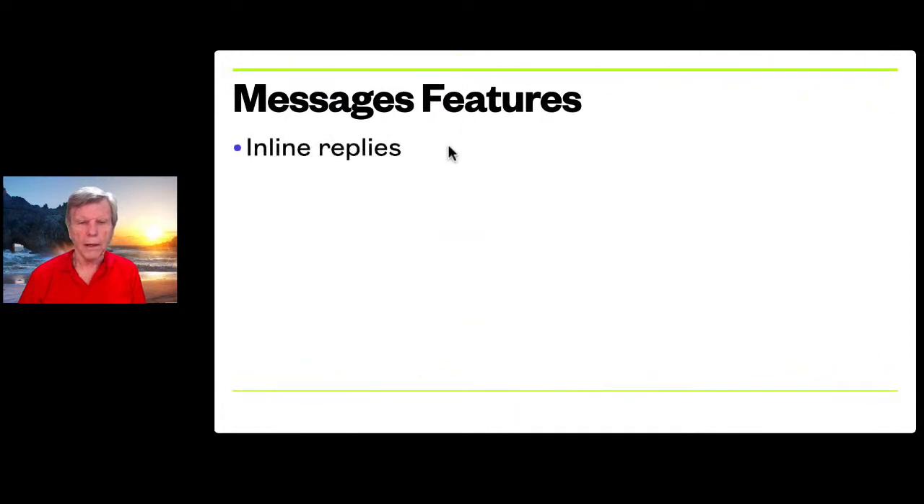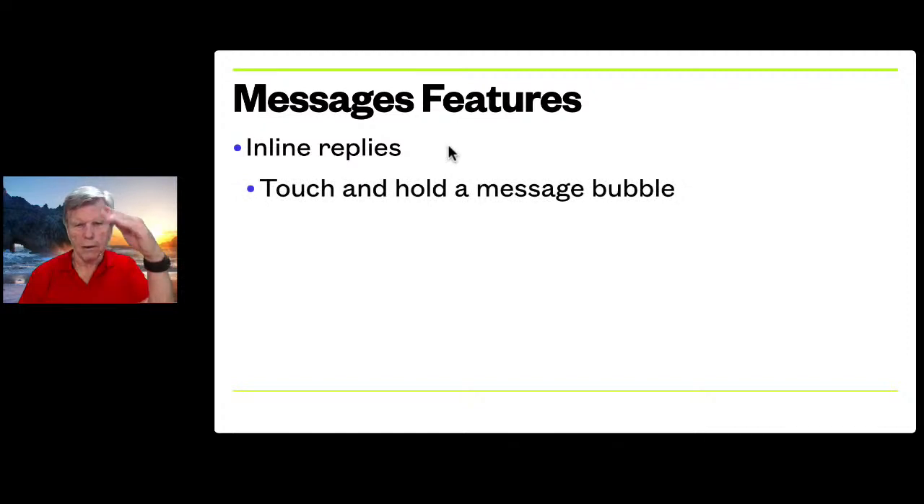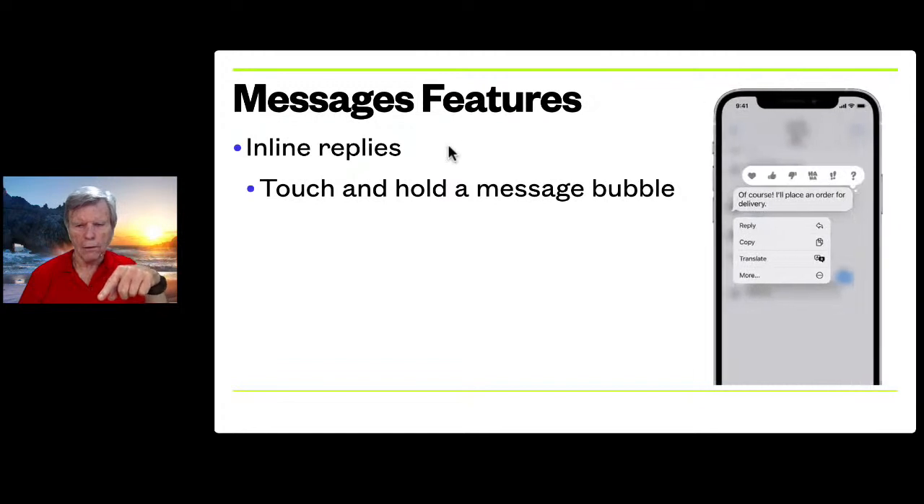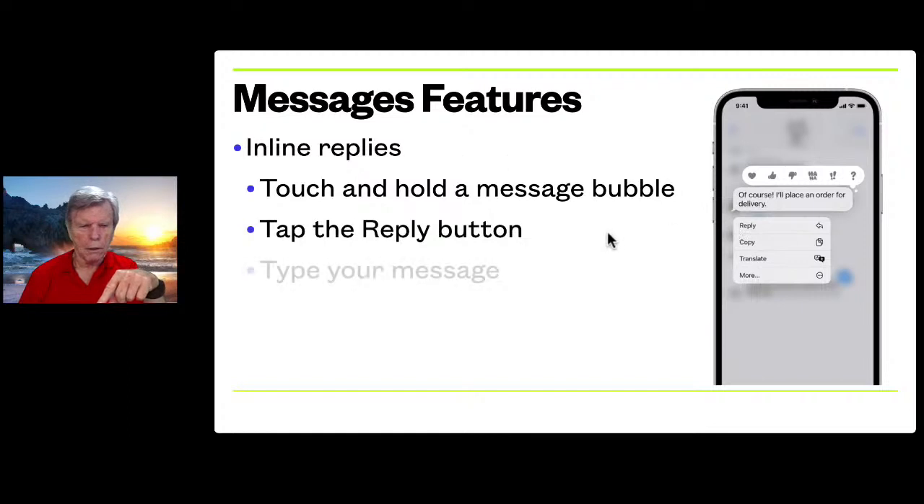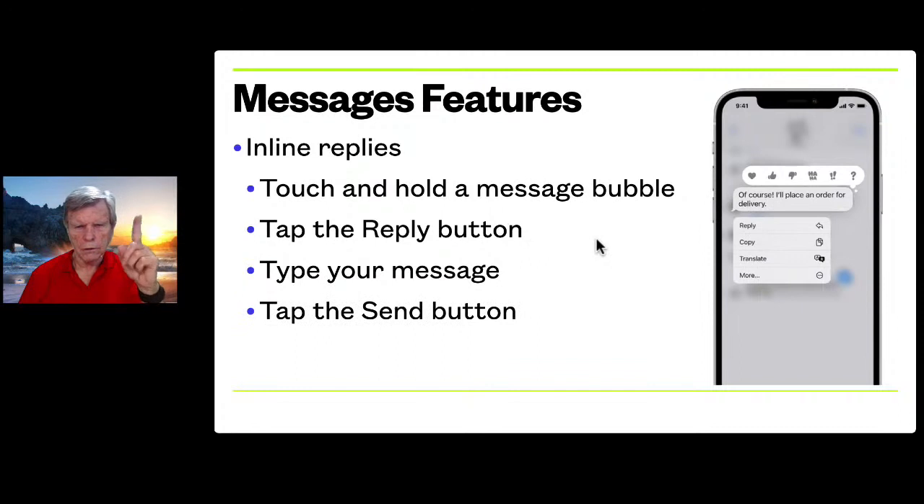So let's first talk about inline replies. This is a situation where you have a whole thread of messages and you want to reply to one that's near the top or in the middle. What you do is touch and hold the message bubble that you want to reply to specifically, and then click on the reply button, which is right here. Then you type your message and tap the send button. That's how you can keep it in context, so it makes more sense.